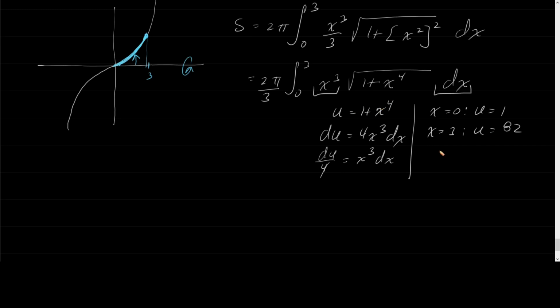So now, in here, what do we get? This 2 pi over 3 is still out here. This integral, which was from 0 to 3, is now from 1 to 82. This x cubed dx is going to be my du over 4.